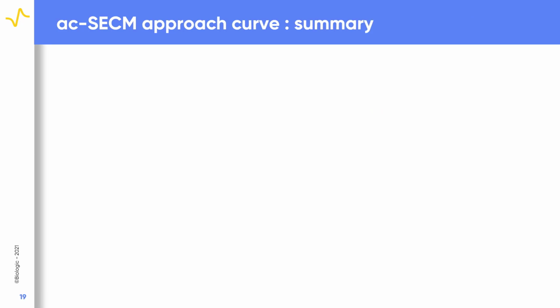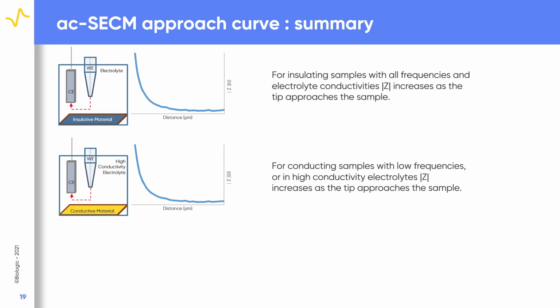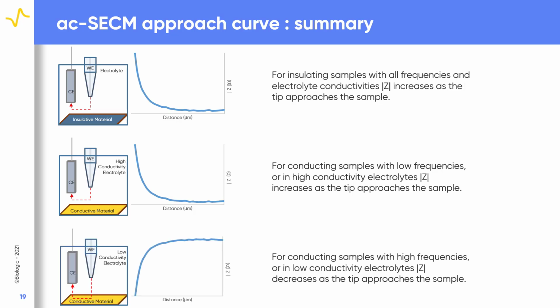To summarize, when an insulating sample is measured, it will always result in an increase in impedance. When a conductive sample is measured, the result is dependent on the electrolyte and frequency used. At low frequencies and high electrolyte conductivities, an increase in impedance will be measured. While at high frequencies and low electrolyte conductivities, the impedance will be lower over a conductive sample.